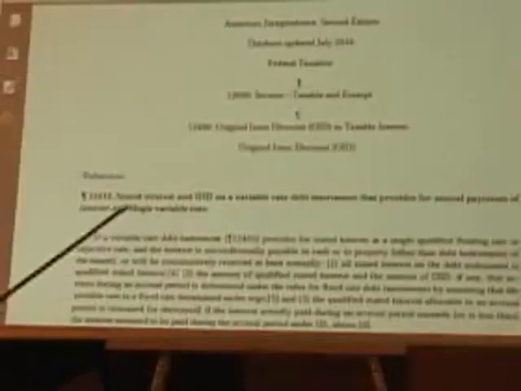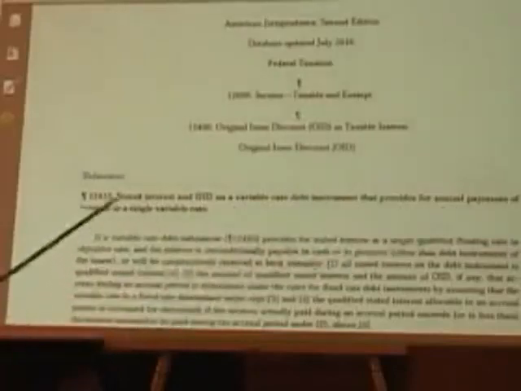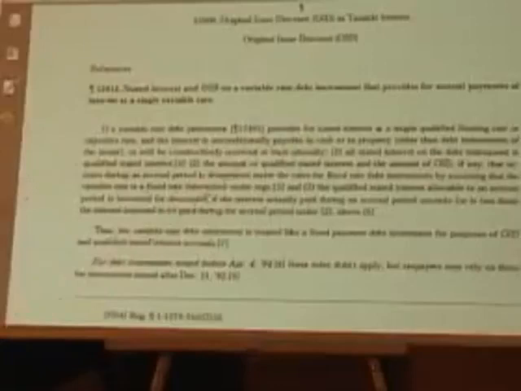2412. Stated interest in OID on a variable rate debt instrument that provides for annual payments of interest at a single variable rate. These are variable rates. That's why your mortgage ends up in foreclosure, because of the London index, the variable rate index. The Treasury Department is using the London index, and the interest rate goes up and it changes the principal. Am I right, Rookie? This is what this is telling you they're doing.